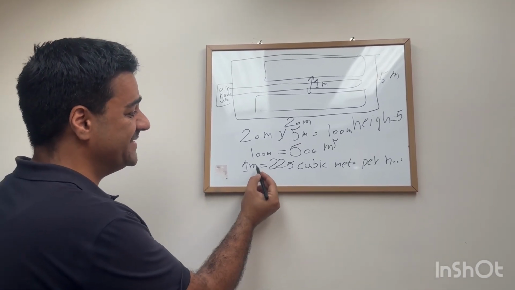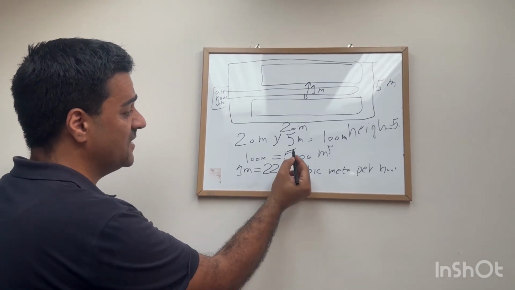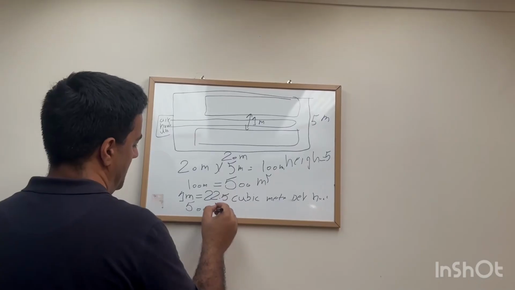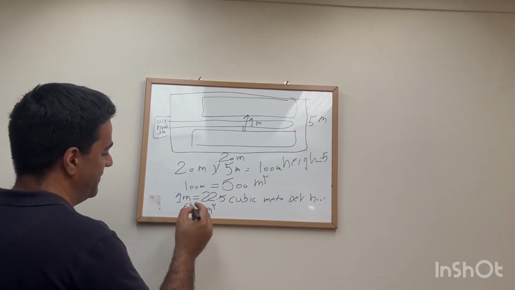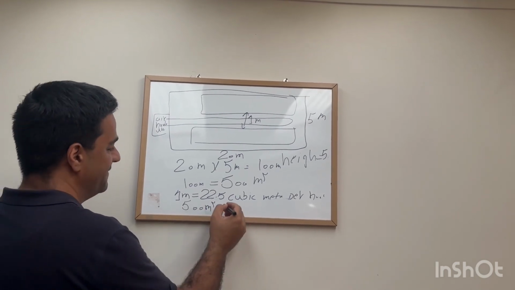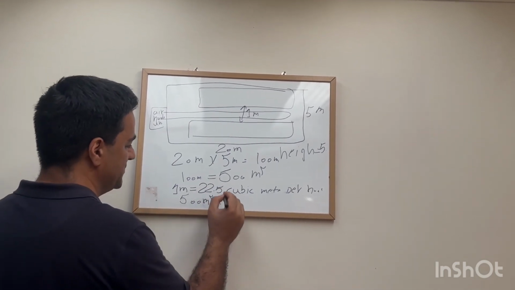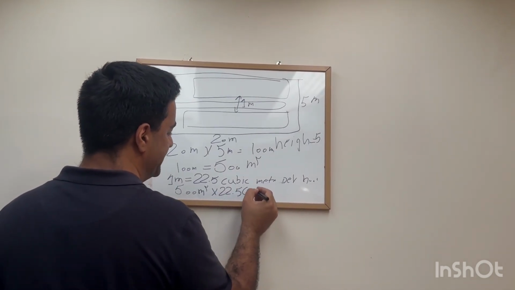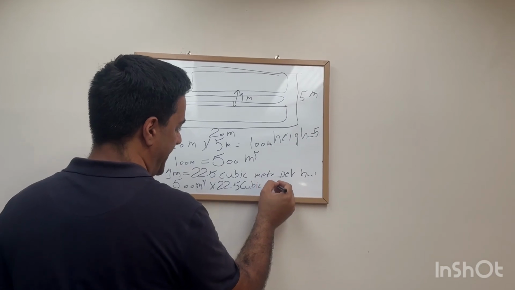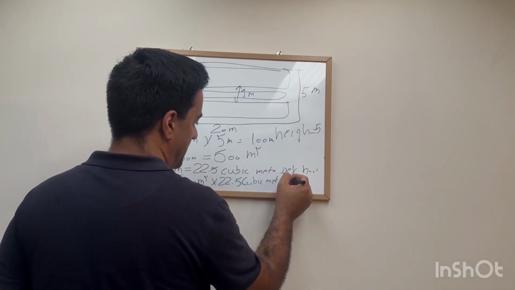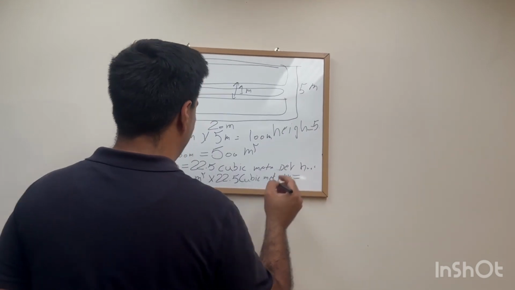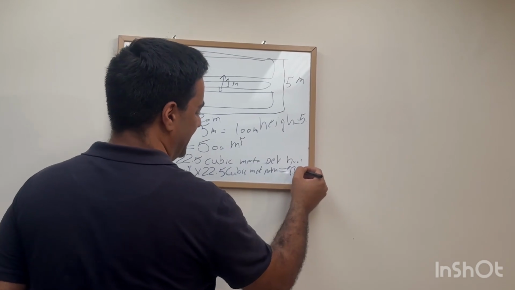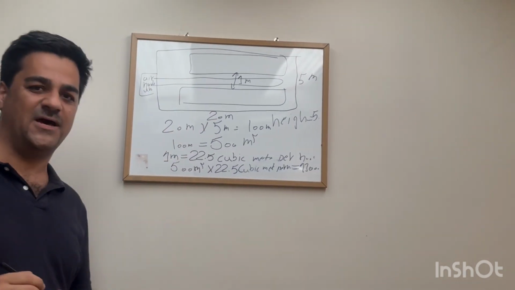1 square meter needs 22.5 cubic meters per hour. How much do you have? You have 500 square meters. Therefore, for each square meter needing 22.5 cubic meters per hour, the total is near 11,200, approximately 11,000 units.